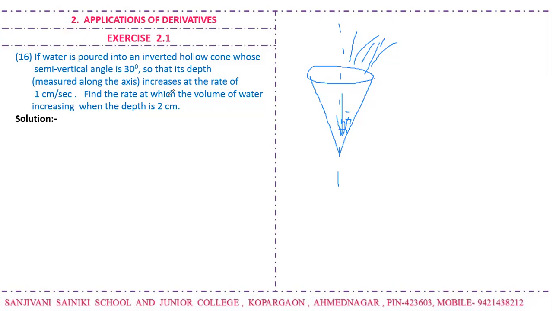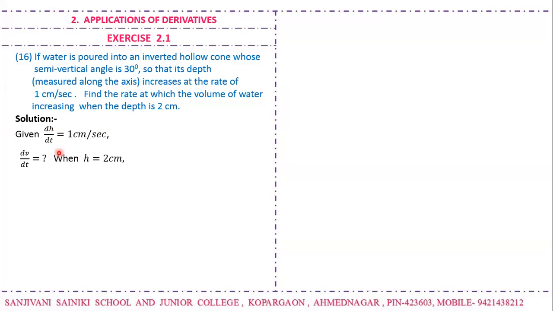the depth increasing at the rate of 1 centimeter per second. So this is the information given. What we have to do is find the rate at which the volume of the water is increasing when the depth is 2 centimeter. So dh by dt, rate of change of the height, is given 1 centimeter per second. We want to find the rate of change of the volume when height h is 2 centimeter.